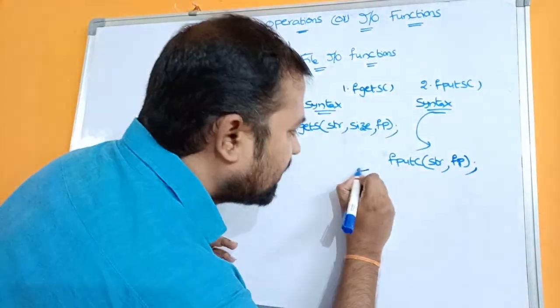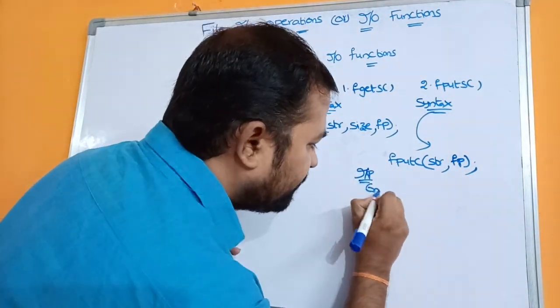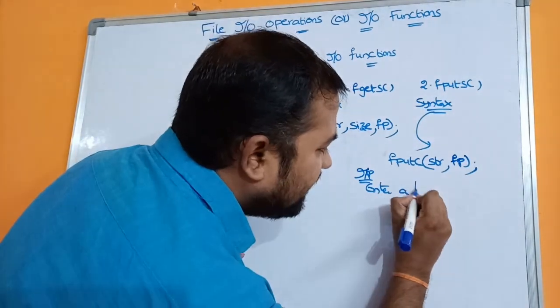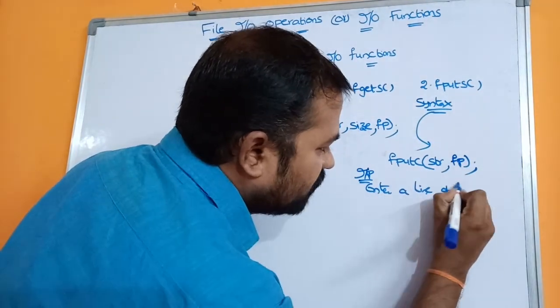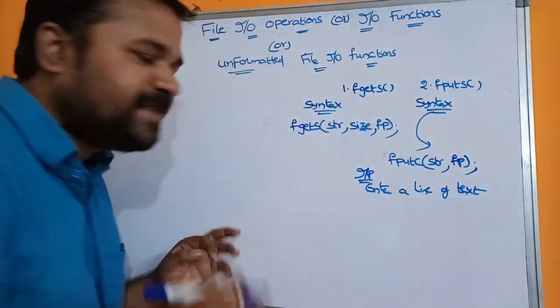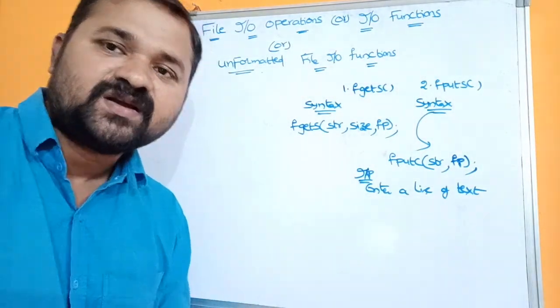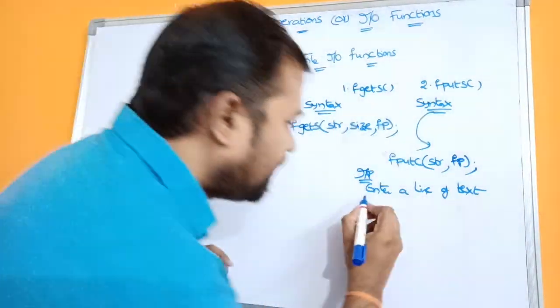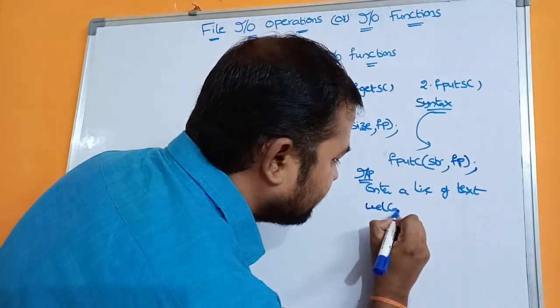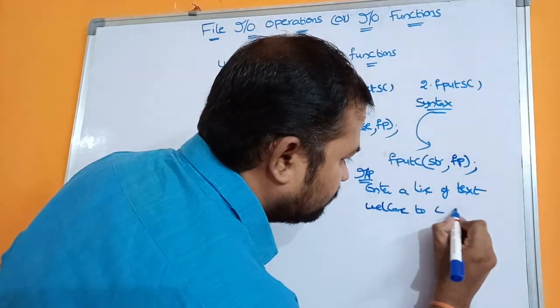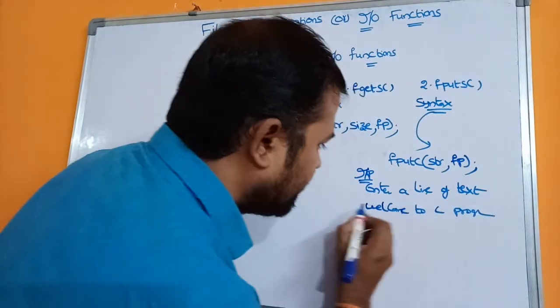In this example, the input is "Enter a line of text." So we are reading a line of text from the keyboard. That means with the help of the gets function, we are reading a line of text. Let us assume that line of text is like this: Welcome to C programming.